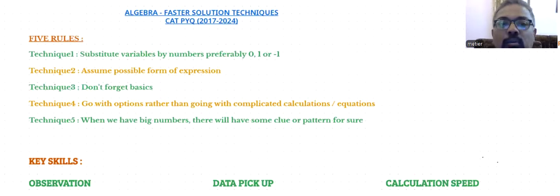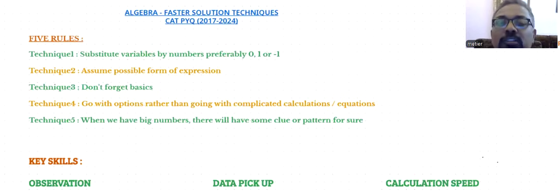And last, when you have big numbers, obviously there will be a clue or pattern for sure. Why have they given you big numbers? Just to put some pressure on you. We are happy with numbers 1, 2, 3. If the number suddenly is say 2025, then obviously there will be a certain clue. And keep believing that the paper setters never solve the problem taking the whole day or using all the pages in the city, right?